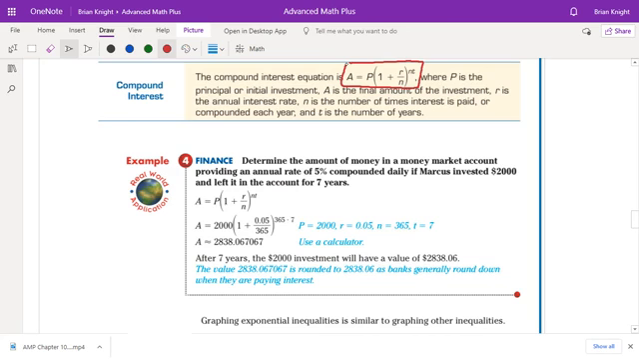Wait, Coach, would quarterly be 3 months or 4 months? Quarterly is every 3 months. Yes, but N is 4, because remember, N isn't how many months you go by before you compound it. N is how many times you are compounding it. So we're doing it every 3 months, but there's four 3-month sections in a year. Good question though.